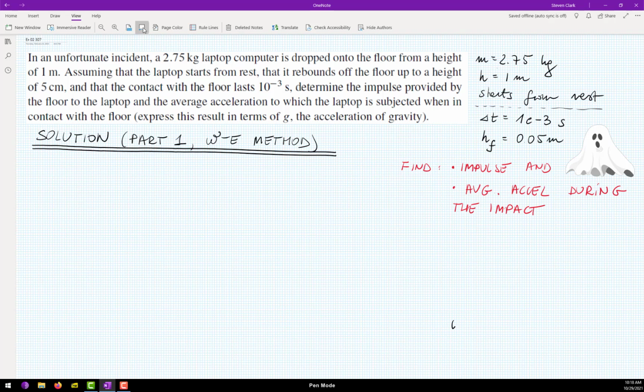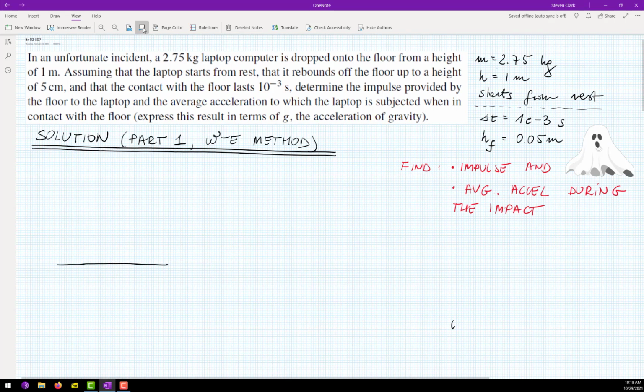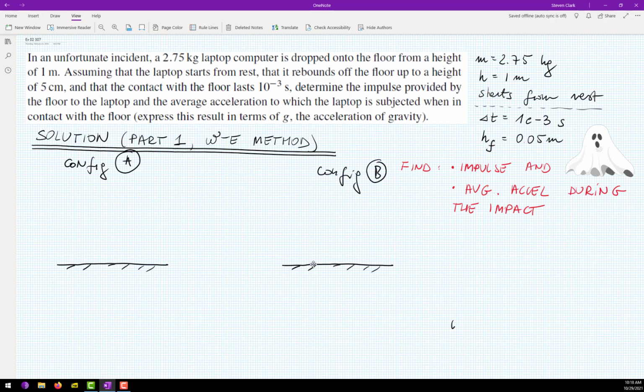So let's look at part 1 of that problem, which is the free fall of the laptop. Okay, so let's draw our ground in here, and also here. That will be configuration A. This will be config B. We have our laptop placed here.